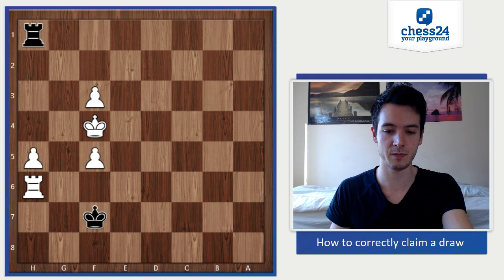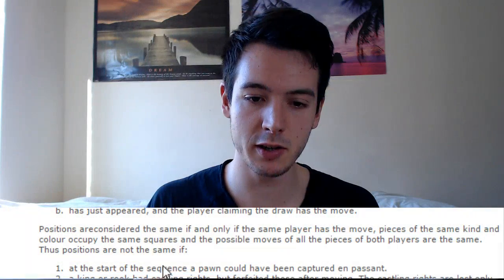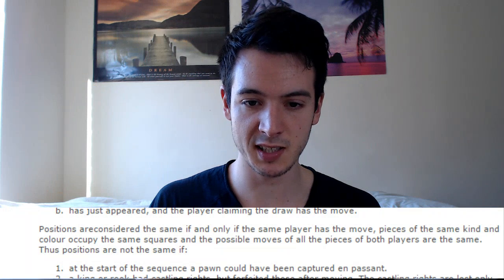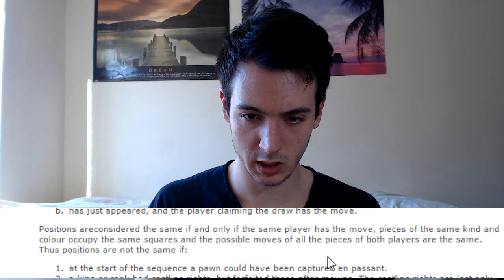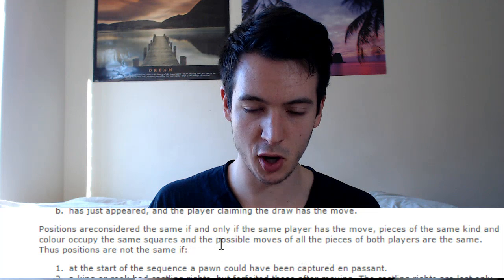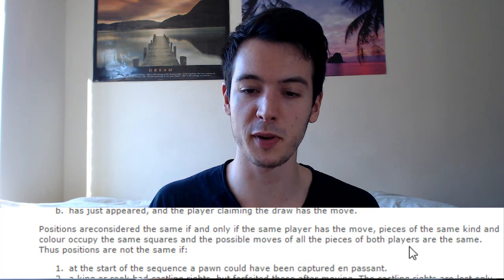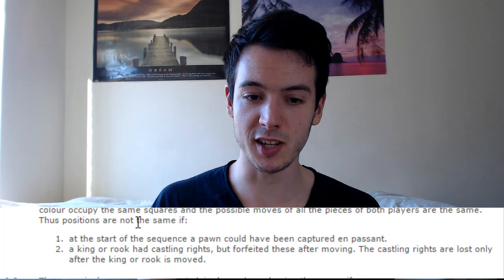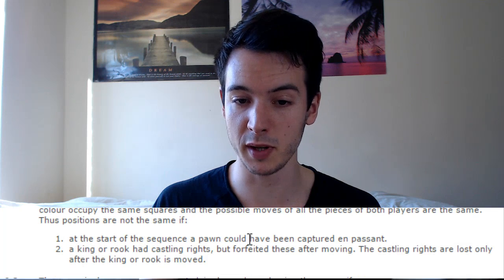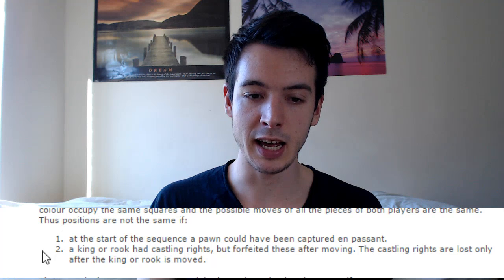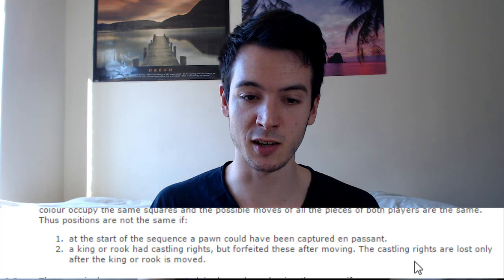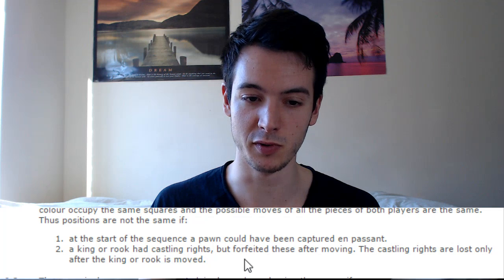Now let's get back to the last part of the statement here, which says, and the possible moves of all the pieces of both players are the same. And they even specify what they mean by that. Thus positions are not the same if at the start of the sequence a pawn could have been captured en passant. And second, a king or rook had castling rights but forfeited these after moving. The castling rights are lost only after a king or rook is moved. Okay, we knew that already.